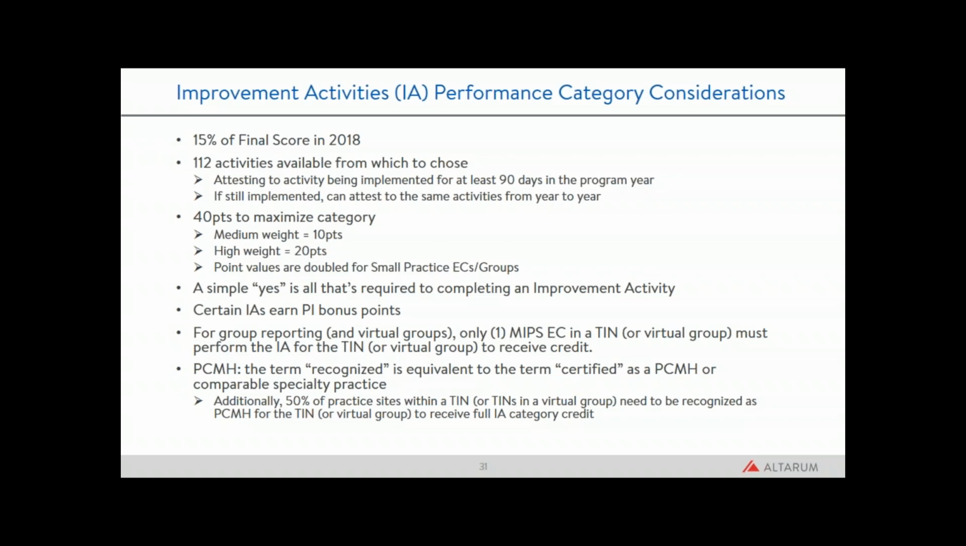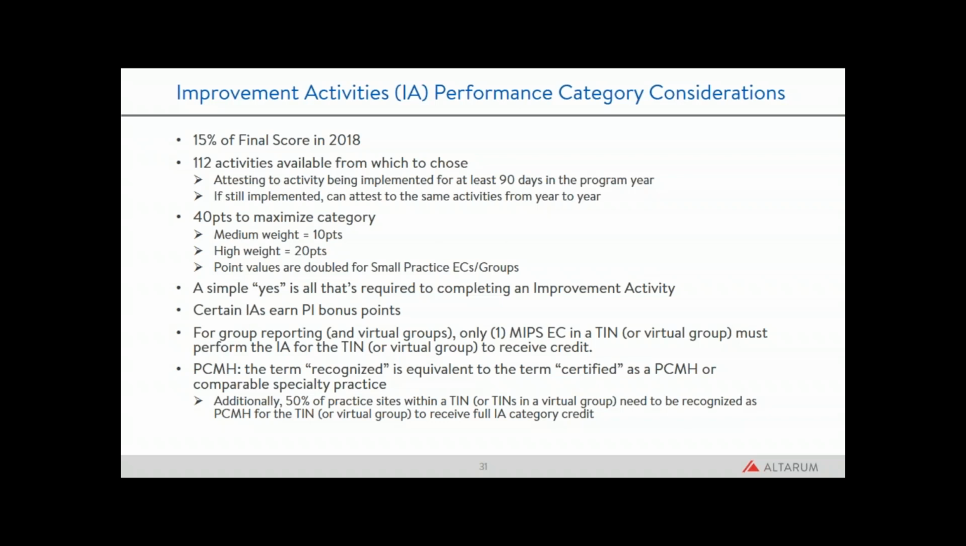Last year, only those that were certified as PCMH were able to claim this credit. This caused a problem with the PCMH neighbor program, the side of the program that is designated for the specialty providers. They could not, there was no certification for PCMH neighbor, so they changed the terminology for this year. So now it's anyone who is recognized as a PCMH or comparable specialty practice. Those folks get automatic credit in this category.